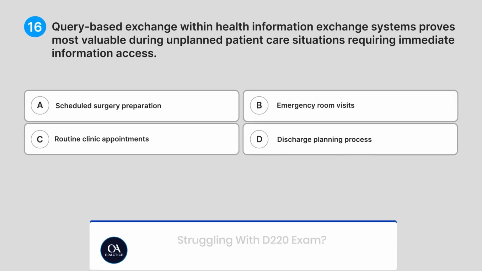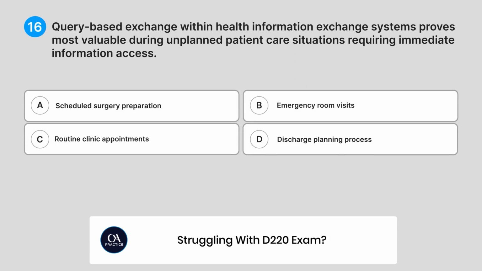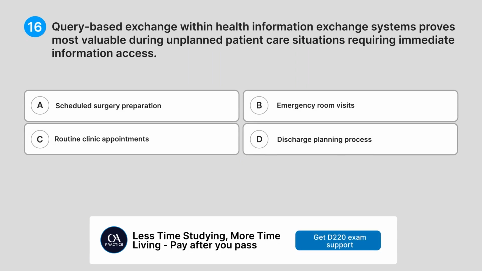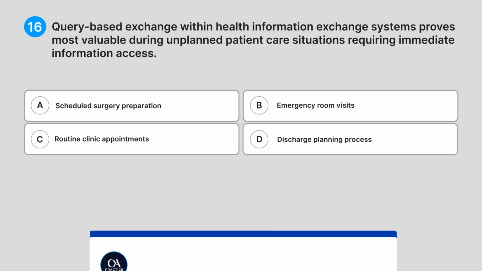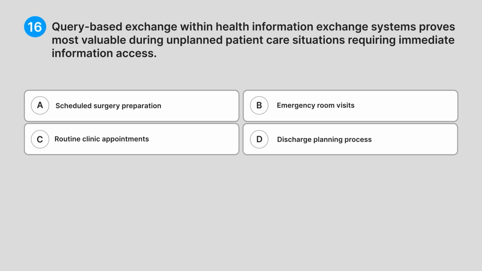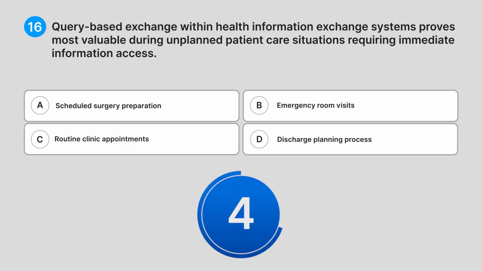16. Query-based exchange within health information exchange systems proves most valuable during unplanned patient care situations requiring immediate information access. A. Scheduled surgery preparation. B. Emergency room visits. C. Routine clinic appointments. D. Discharge planning process. Do you know the answer?